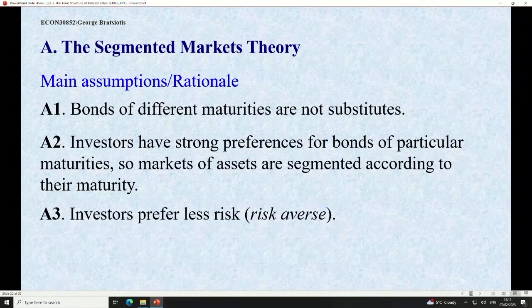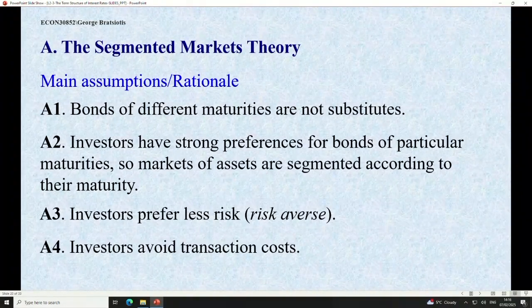So let me put a nice diagram. Oh, the third one is, of course, investors prefer less risk. They're risk averse. Which means what? They will want to see a higher interest rate for longer maturities. If I put all these three together, oh, I forgot another one.